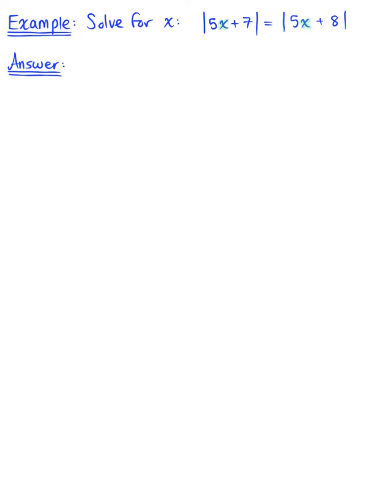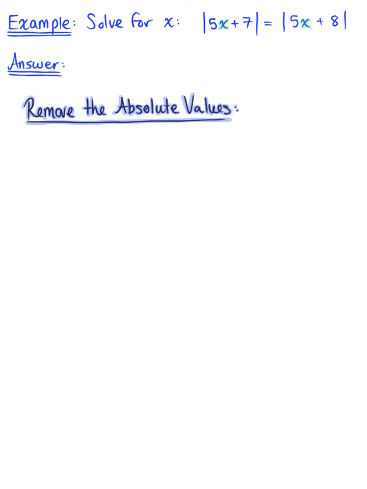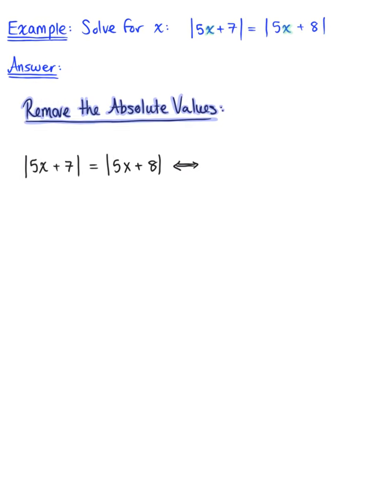So the very first thing that we need to do here is remove these absolute values. So we want to think back to our definition of the absolute value. We are given here the absolute value of 5x plus 7 is equal to the absolute value of 5x plus 8. And we know by definition of the absolute value that this can produce two possible cases.